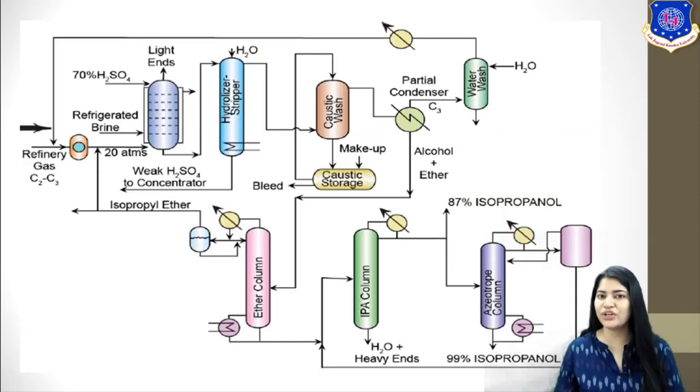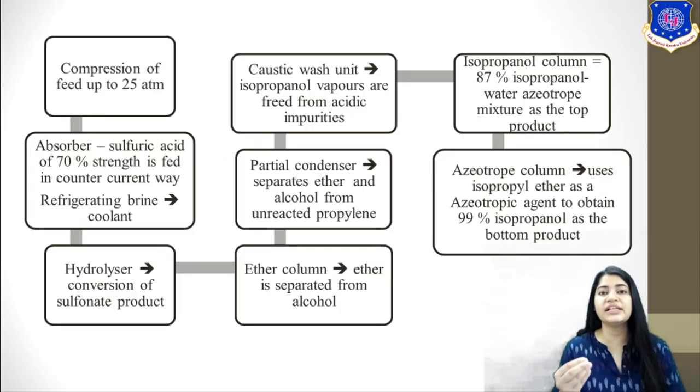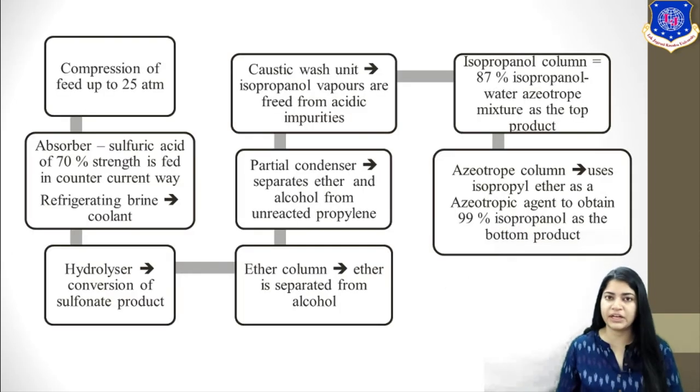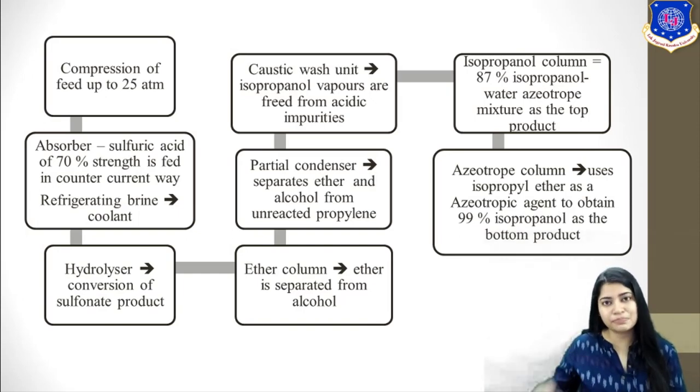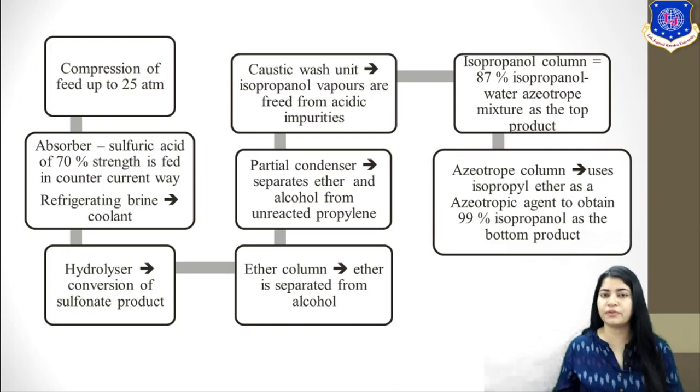In the bottom you are getting your heavy ends with water, right? Whereas the top product is your azeotropic mixture. So an azeotropic mixture of 87% isopropanol with water is obtained. See, the condition of formation of azeotrope has to be very specific. At 87% composition of isopropanol and water only, you are getting your azeotrope, corresponding to that respective temperature and pressure. If 86% is there, then the azeotrope will not form. So you have to be very specific here that an 87% isopropanol-water azeotrope is formed.